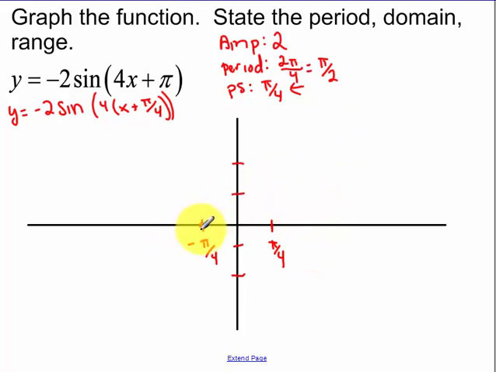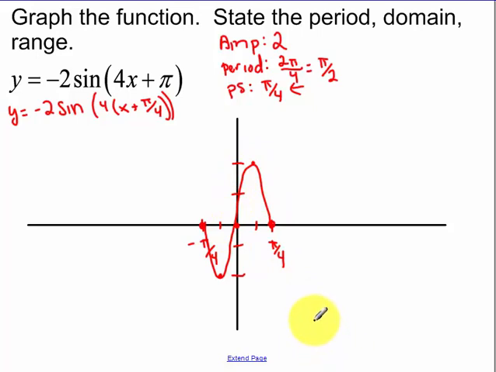So here I start at my amplitude. I start on the x-axis, and for a sine graph, halfway in between these points, I have another 0. Halfway in between, at negative pi over 8 and pi over 8, we're at our amplitude. Since the 2 is negative, you go down first and then up. So this is what your sine curve looks like.